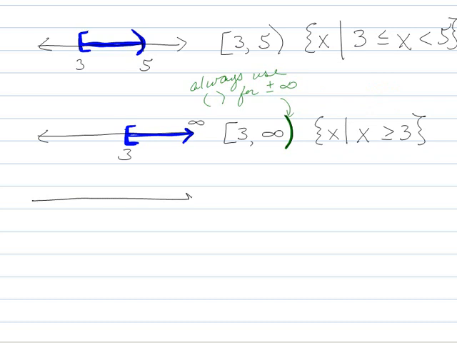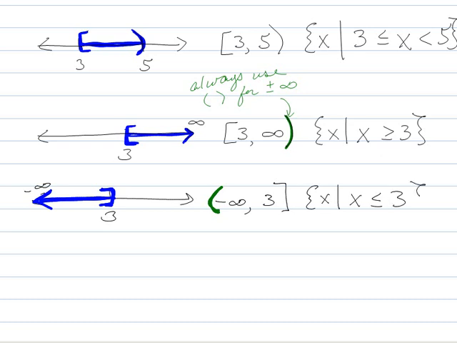Alright. Then finally, you could have something like this, where you say, I'm going to start at 3, and I'm going to go all the way off to the left. By doing this, essentially what you're saying is I'm going from negative infinity all the way to 3, and I'm going to include that endpoint. So again, because it's infinity, we use a parenthesis. It's going all the way out to negative infinity, over 3, ends on 3. So this is x such that x is less than or equal to 3.